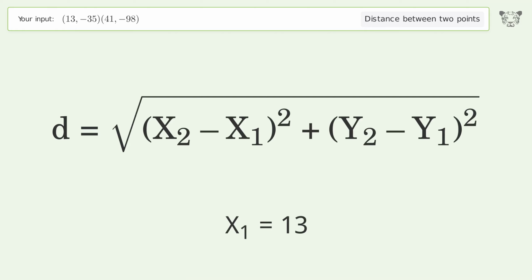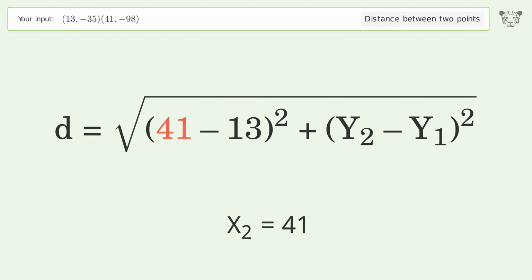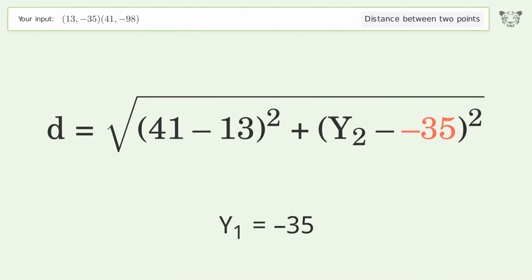x1 equals 13. x2 equals 41. y1 equals negative 35. y2 equals negative 98.